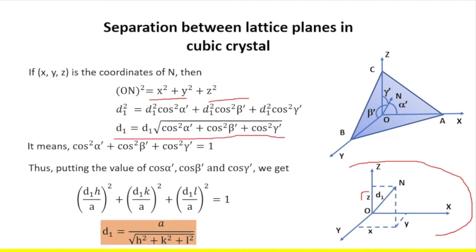Now we can see that if we put this value equal to 1, then it will satisfy the equation. So it means that cos square alpha dash plus cos square beta dash plus cos square gamma dash is equal to 1. Now putting in the values of cos alpha dash, beta dash and gamma dash from the previous slide, we get this equation, and finally we get the relation between d1 and a.